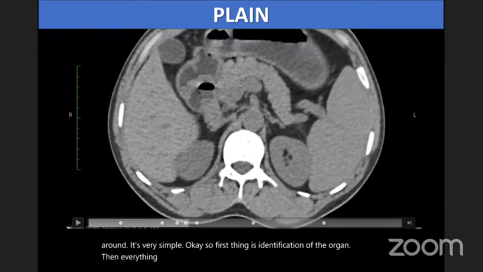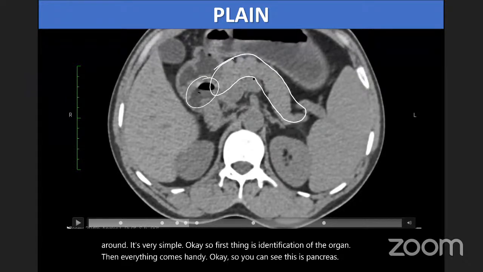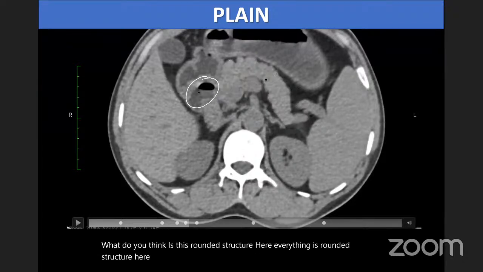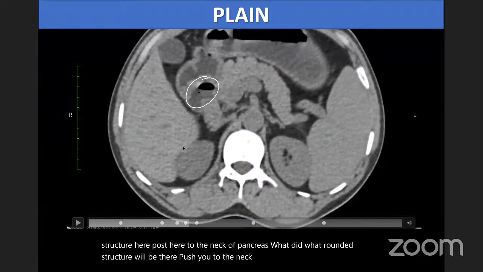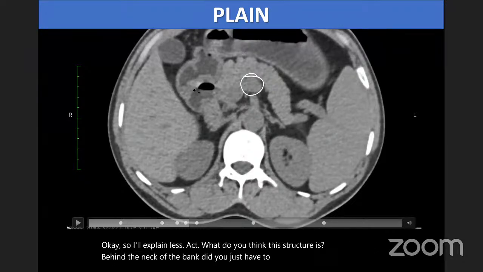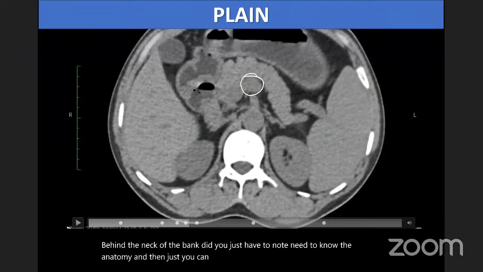So you can see this is the pancreas. Here there is the duodenum. What do you think is this rounded structure here, posterior to the neck of the pancreas? Lesser sac, I'll explain. So I'll explain the lesser sac. What do you think this structure is, behind the neck of the pancreas? You just need to know the anatomy, and then you can interpret everything every time.